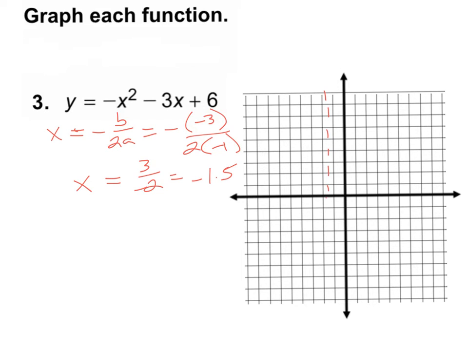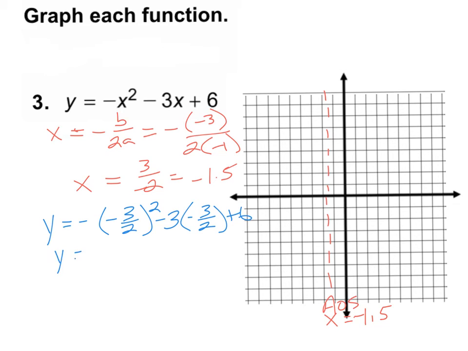This one's going to be a little bit more difficult to show. So our AOS is x equals negative 1.5. Now we're going to take negative 1.5 and plug that in to find out what the y value of the vertex is. So y equals negative, I'm going to use the fraction here, negative 3 over 2. Whatever you guys are more comfortable with is fine.